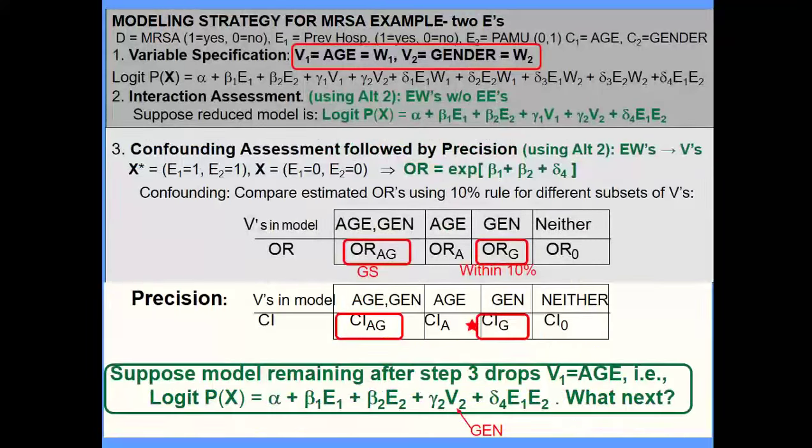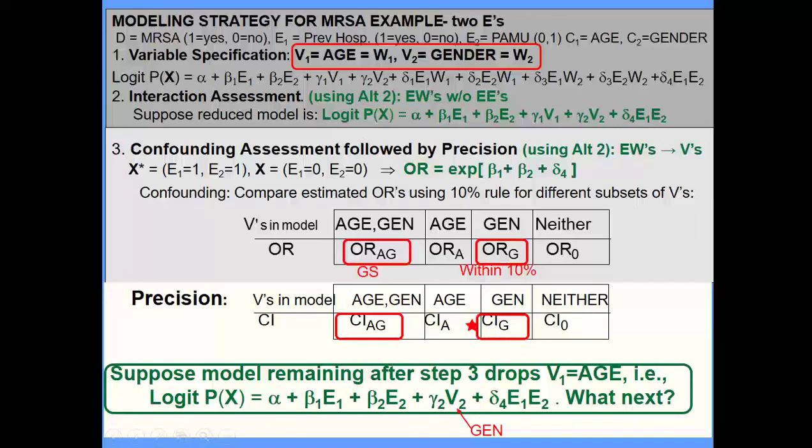So now, we're not done with this. I haven't finished with this model. All I've done is deal with confounding, okay? But with alternative 2, I haven't dealt with the EE term yet, right? With alternative 2, the 4th step is to consider what happens with the EE terms. So after this step, if it turns out that I was able to drop age and keep gender, this would be my model after I assess confounding followed by precision.